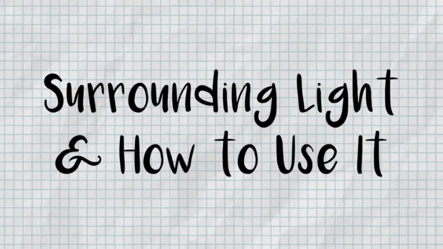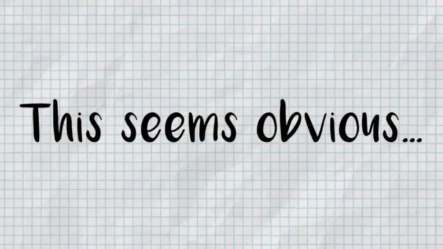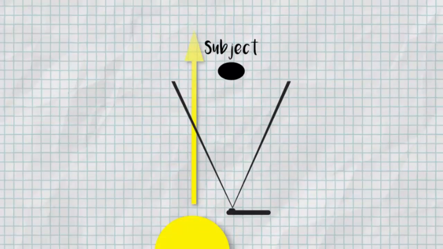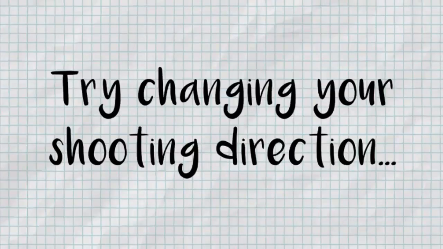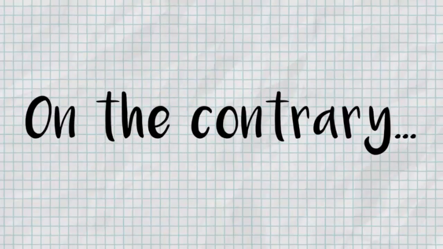Can be your best friend or your worst enemy, depending on your direction. This seems kind of obvious, but most people don't realize it. Shooting in the same direction that the light is traveling can brighten up your entire subject and its surroundings. So if your scene is too dark, you should try changing your shooting direction to match the direction of the light source. On the contrary, shooting into the light can create a really nice silhouette if positioned properly and exposed properly.